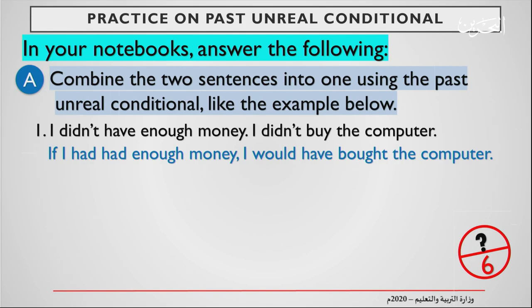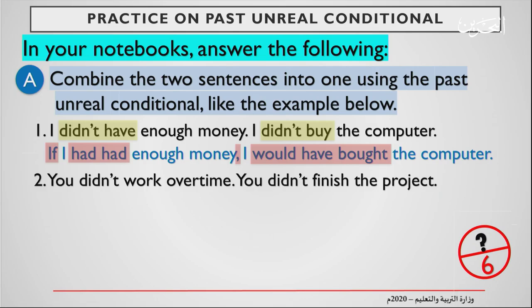If I had enough money, comma, I would have bought the computer. So, how did I come up with that? I didn't have and didn't buy are what I had to work on. So, I added if and I made this had enough money instead of didn't have. Then I added the comma instead of the full stop. And instead of didn't buy, I said would have bought. So it should be simple. Now you can do number 2.